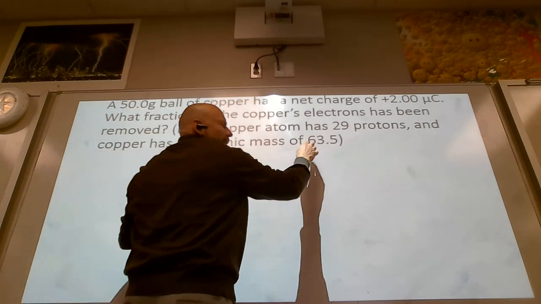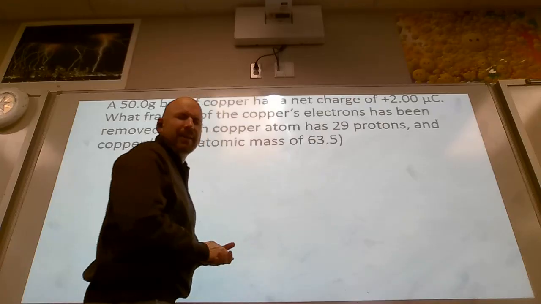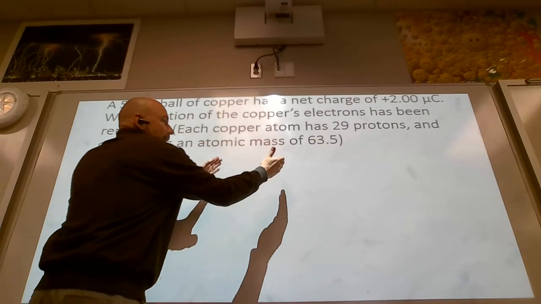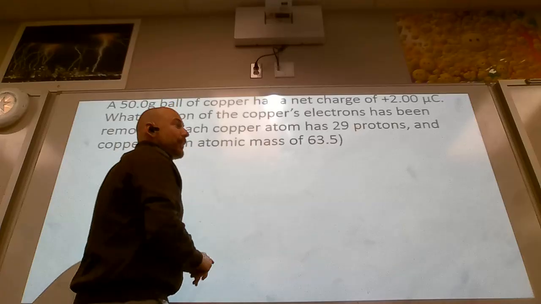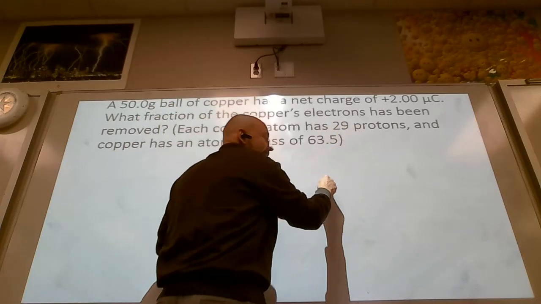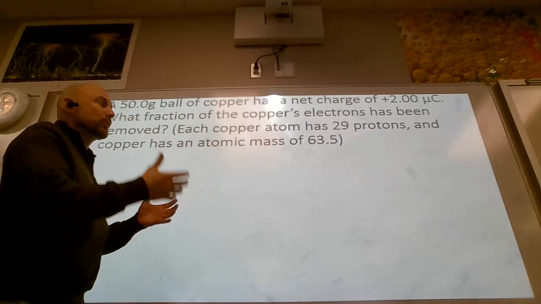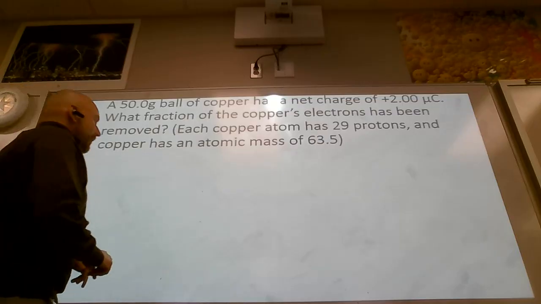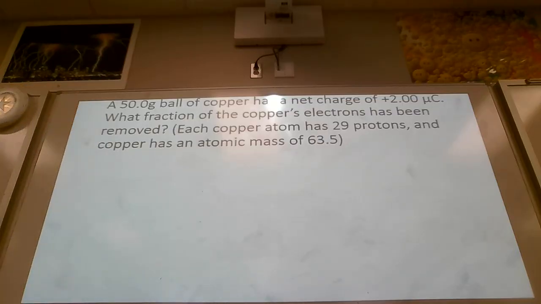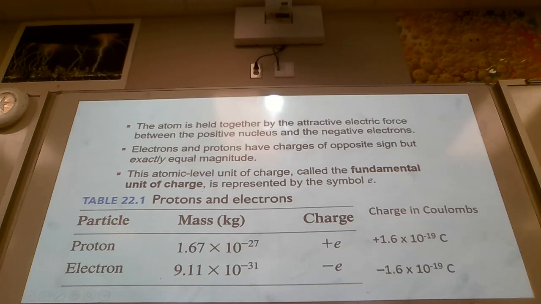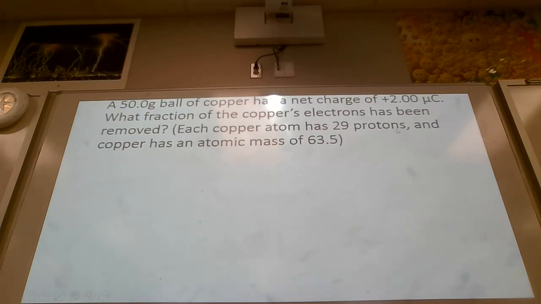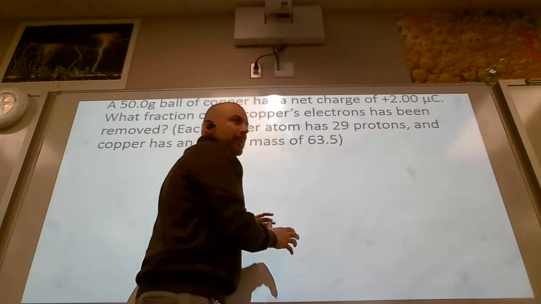And then we know that for every 1 mole, there's 6.02 times 10 to the positive 23. So we can figure out how many atoms of copper there are. Then we can multiply that by 29 because there's 29 electrons per atom. Boom, the total number of electrons in a neutral piece of copper. Then we have 2 microcoulombs, and there is 1.6 times 10 to the negative 19th coulombs per electron. We can figure out how many electrons there are in 2 microcoulombs, and then take that number divided by the number of electrons that are total.